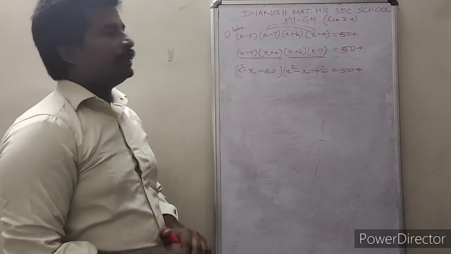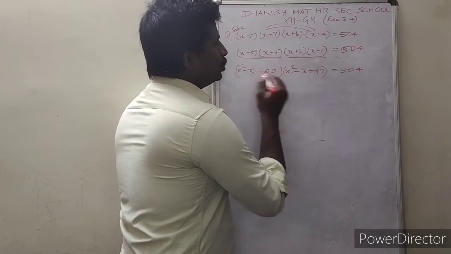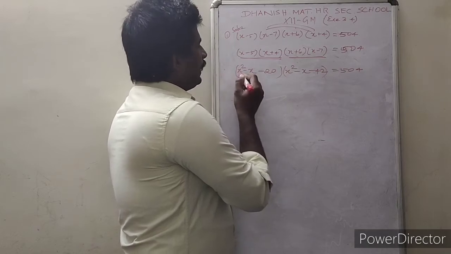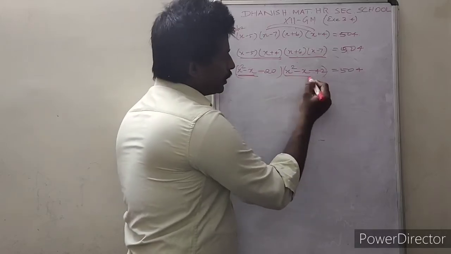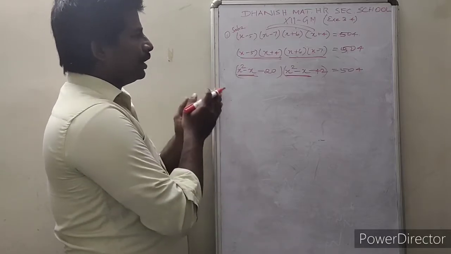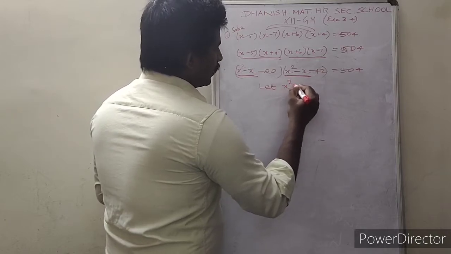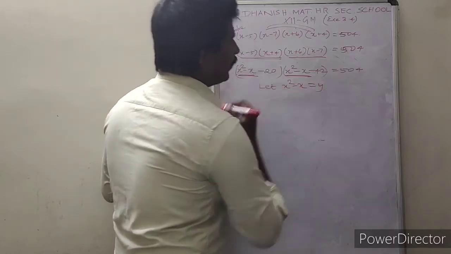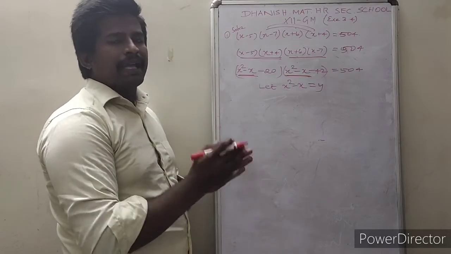Okay, now what am I going to do? Listen carefully. Look at these two quadratic polynomials. Here we have the common term x square minus x, and here also we have x square minus x. So I am going to take the common term as y. Now I am going to substitute x square minus x as y.